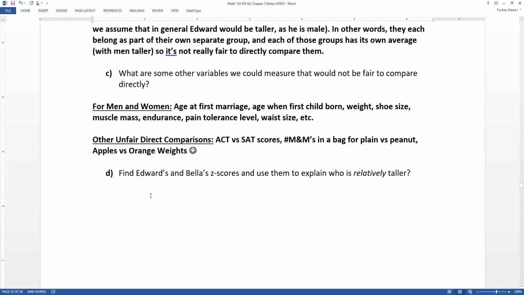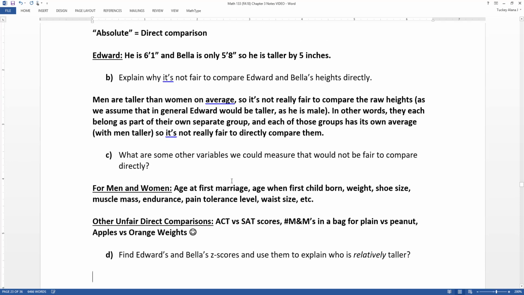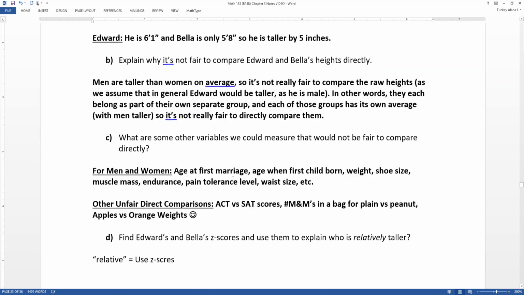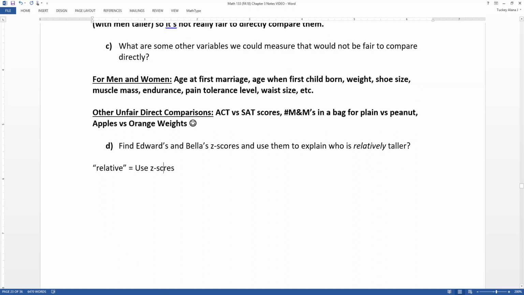All right, so now that leads to the question saying, okay, if it's not really fair to directly compare them, then let's look at who's relatively taller. So when we say relative, that means that we're going to use z-scores. Okay, so we'll use z-scores. We can do that. So let's find the z-score for each one of them.